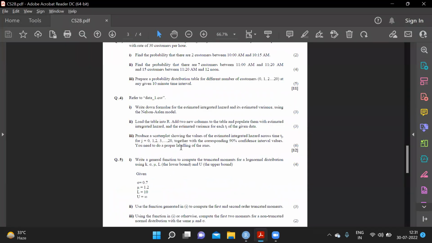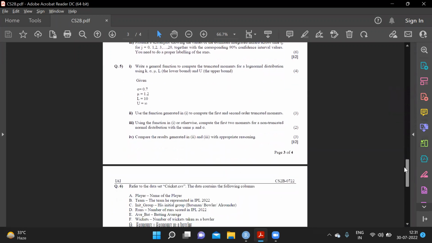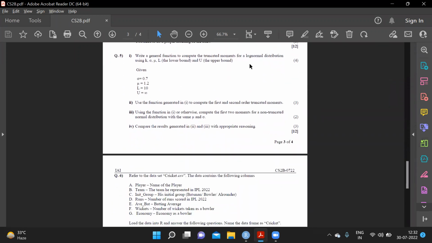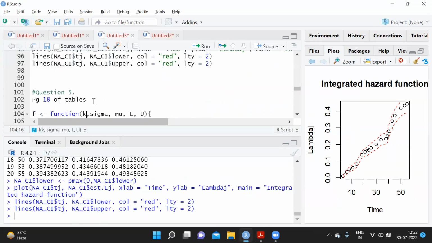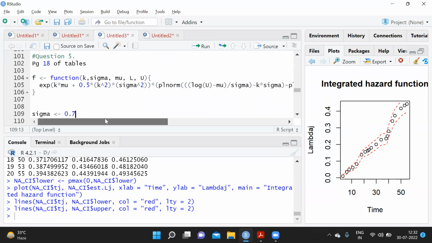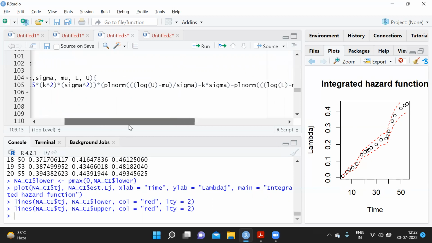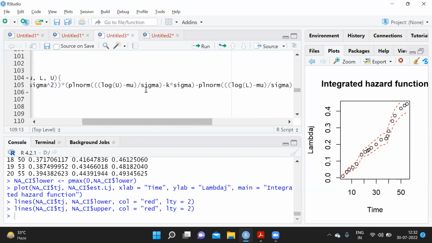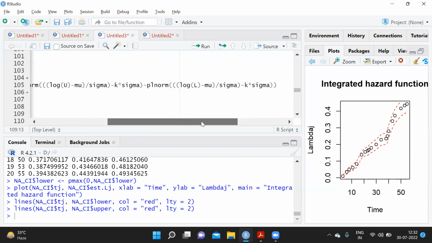Okay, then we have question 5, which says write a general function to compute the truncated moments of a log normal distribution. So this can be found on page 18 of the tables. It's a function. You can see the function and input them. So function of k, sigma, mu, L, u: e to the power k into mu plus 0.5 k square into sigma square, into pnorm of (log of u minus mu) by sigma minus k into sigma, minus pnorm of (log of L minus mu) by sigma minus k into sigma.